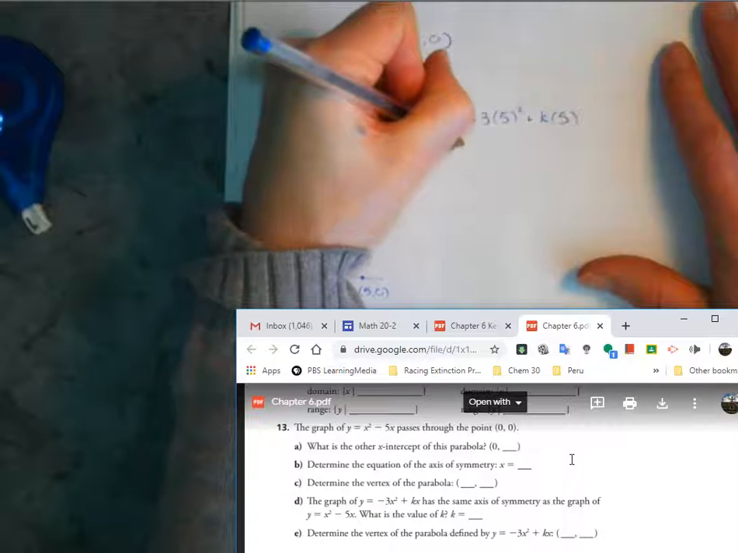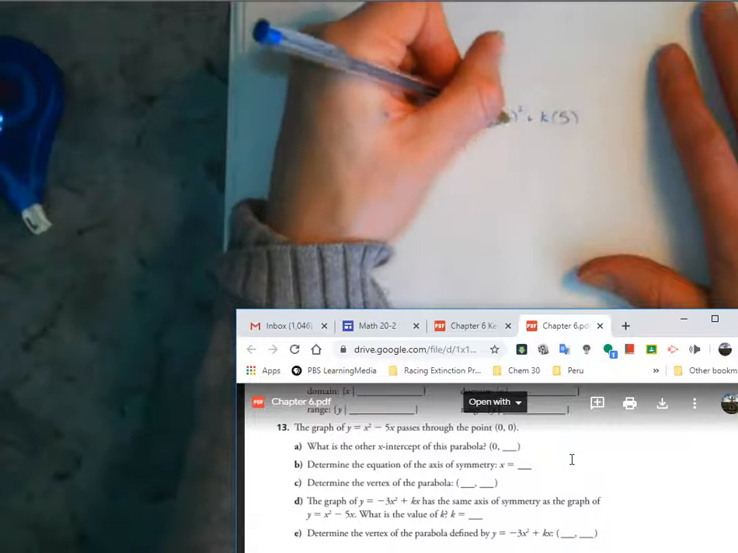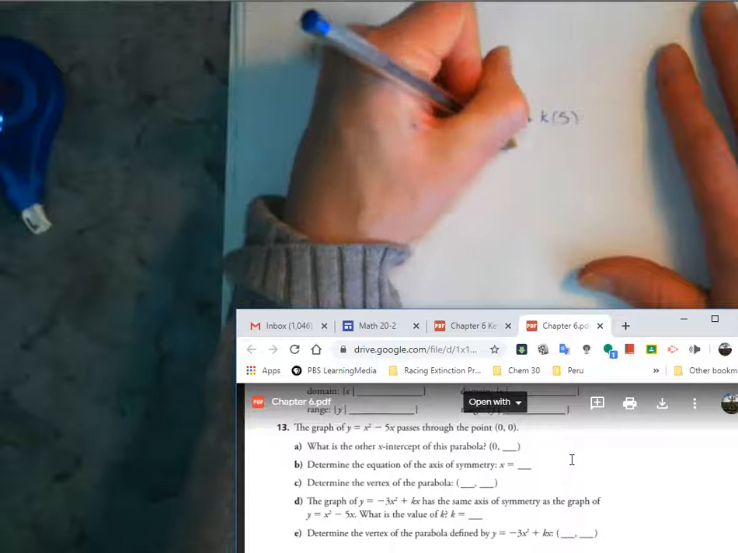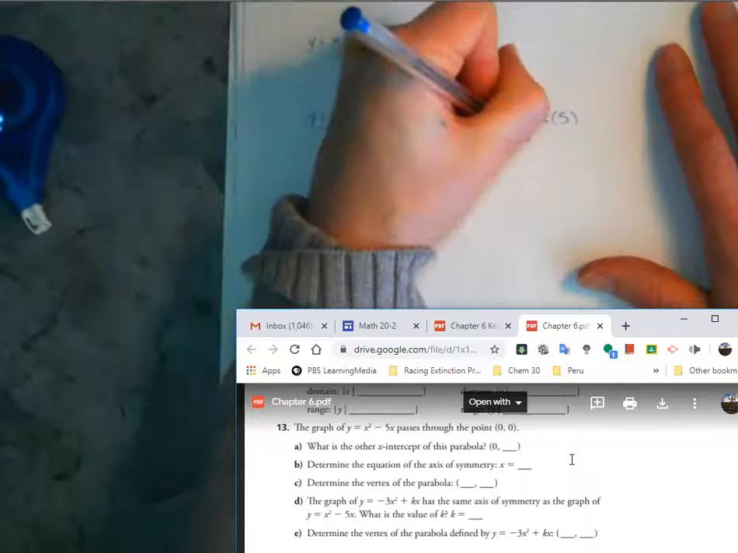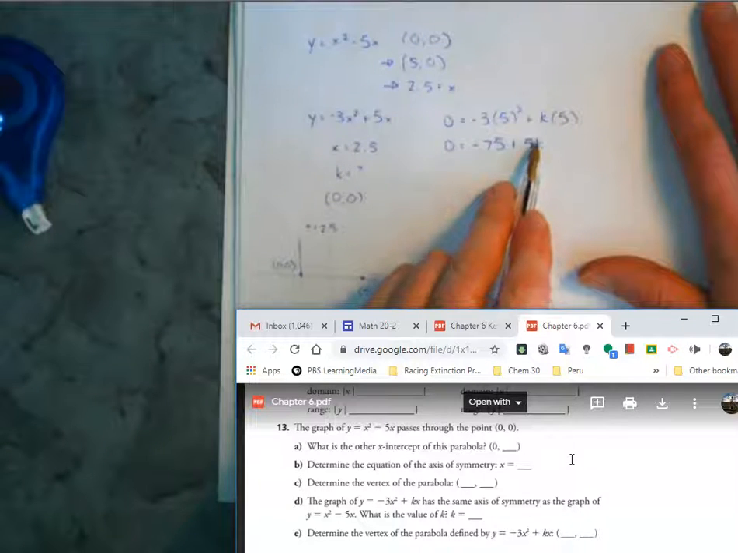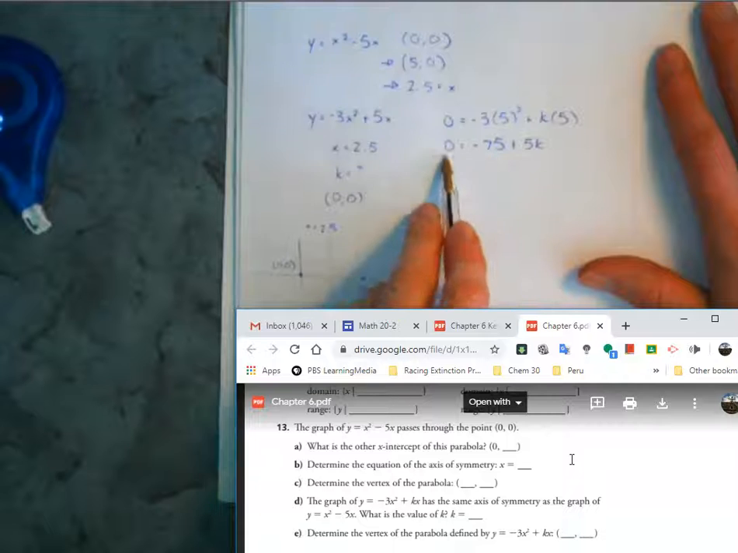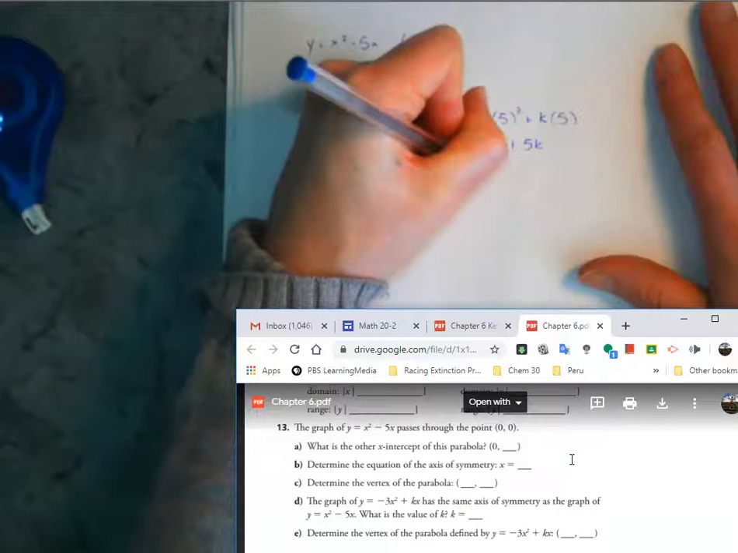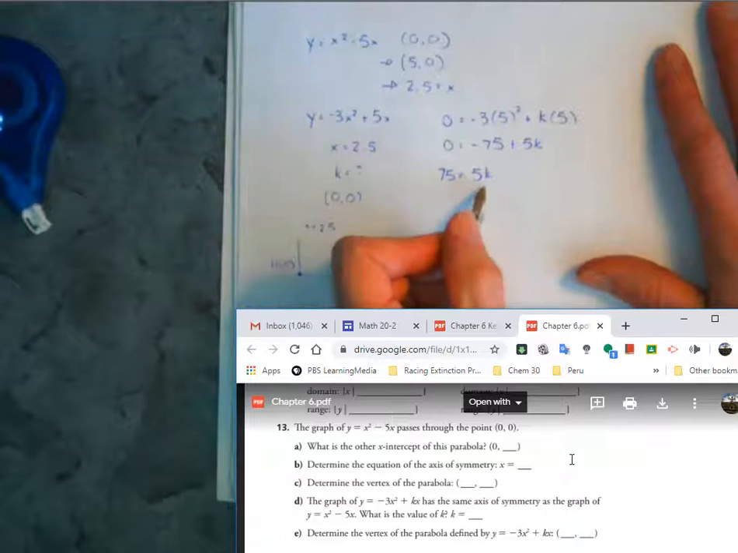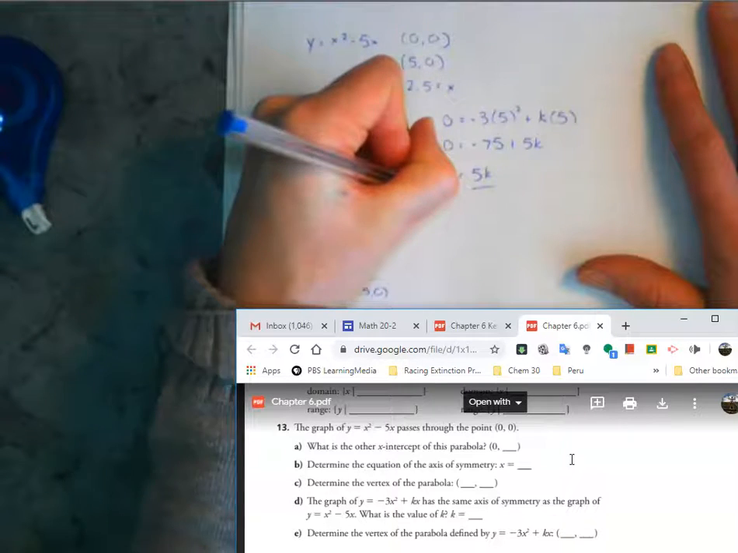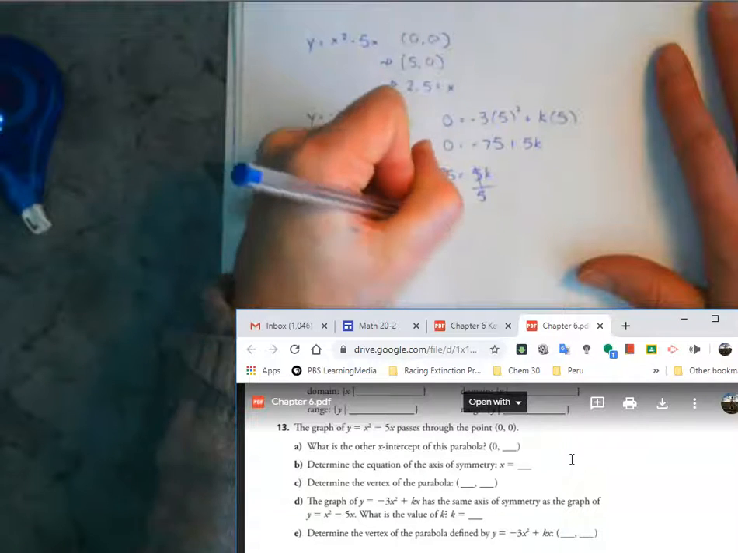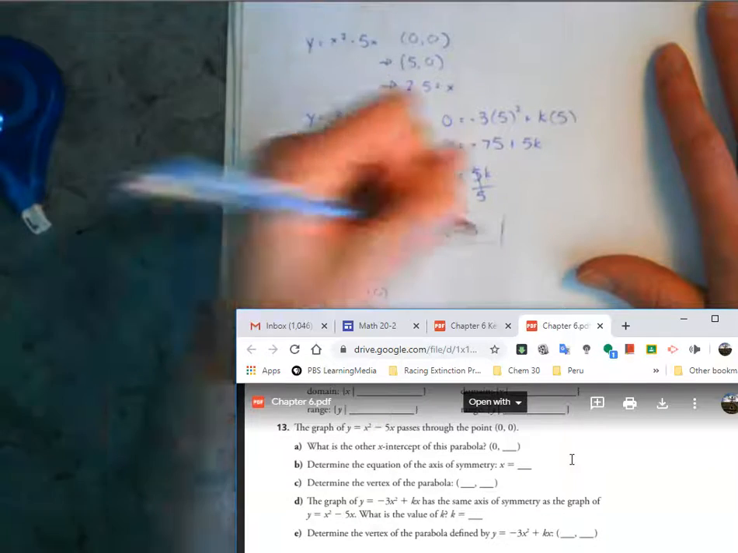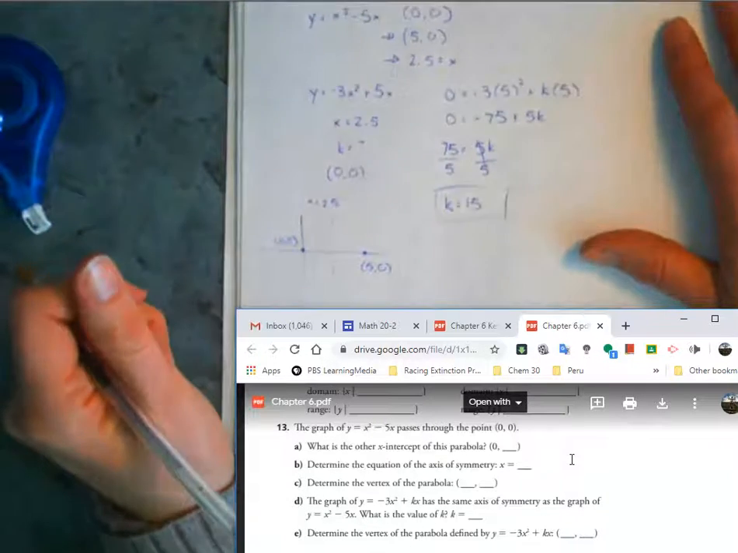Okay, so then we just simplify. So 5 squared is 25, times negative 3 is negative 75, plus 5k. And then we want to start isolating our k value. So we're going to move 75 to the other side by adding it. 75 equals 5k. Then we need to get rid of this 5, so we'll divide that out of both sides. And we're left with k is equal to 75 divided by 5, which is 15. So there's our value for that one.